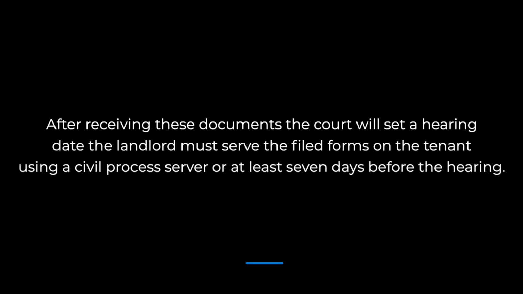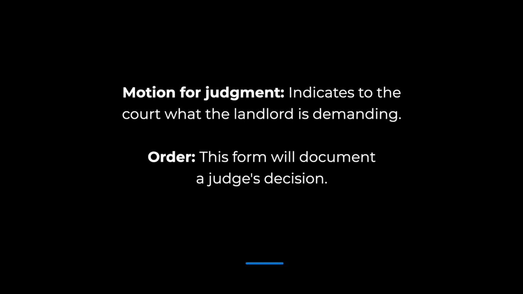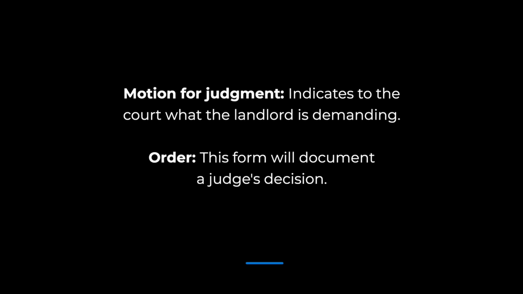The landlord must serve the filed forms on the tenant using a civil process server, at least 7 days before the hearing. Once the documents are served, the process server will provide an affidavit for the landlord to file with the court. The tenant can protest by filing a form known as an answer. If, however, the tenant doesn't respond within the specified time period, then the landlord can file two documents with the court. The first is a motion for judgment, which indicates to the court what the landlord is demanding. The second is called an order. This form will document a judge's decision.